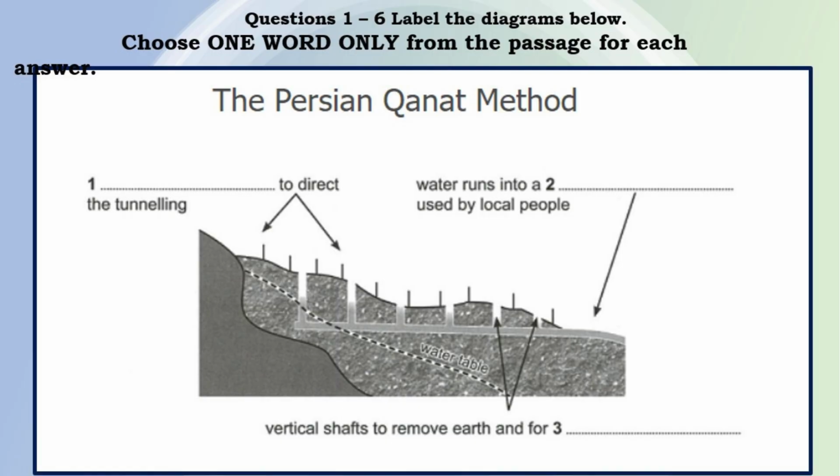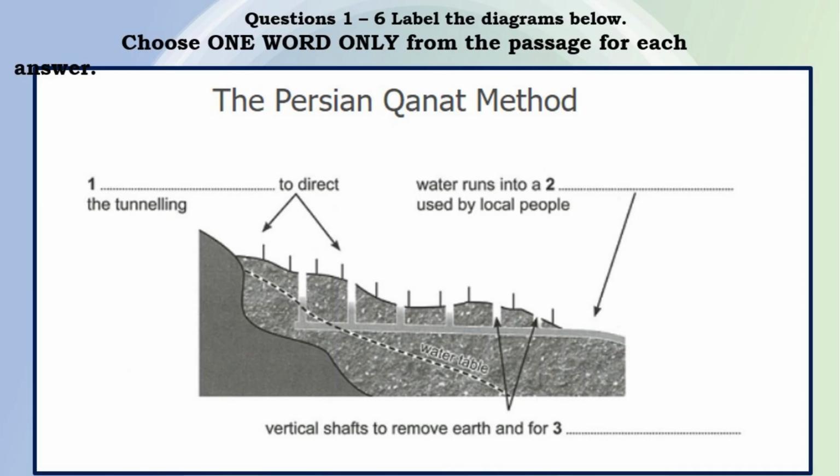Now let's look at the diagram carefully. Let's read the title first. It says Persian Kanat method. The first question says dash to direct tunneling, and you see the arrows pointing to some sticks or rods. So we know that this is a noun. A noun is the name of a person, place, or a thing.